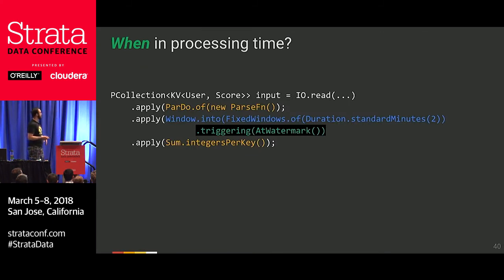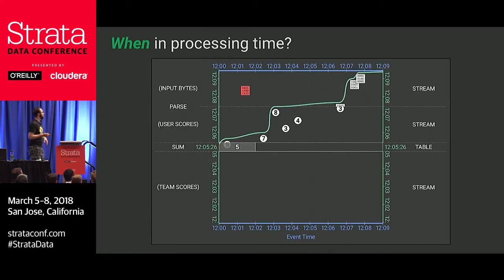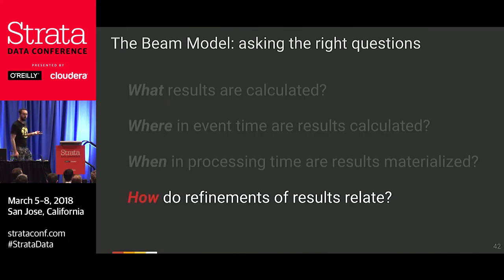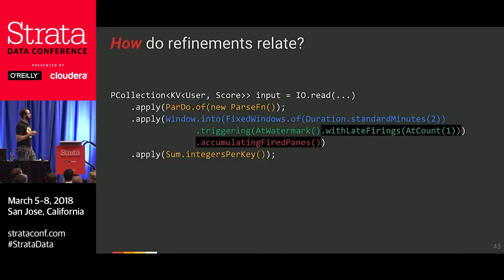If we want to do that, then let's move to the last question: how do refinements of results relate? So we're going to tweak our answer to when and also throw in a how answer. What we're going to do is modify the trigger here to add late firing. So anytime a single record shows up, we're going to give a late firing.